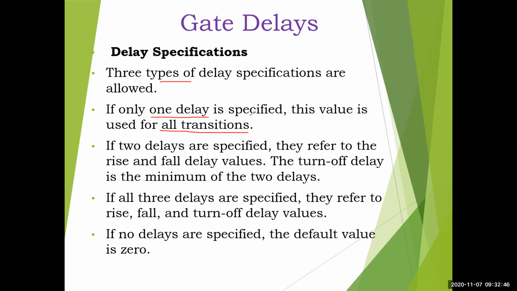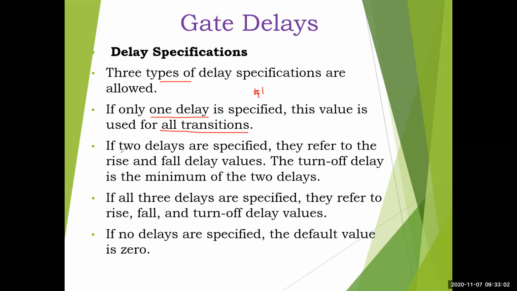That means if you have considered in a gate a delay of 1 unit, this 1 unit will be considered for all the three, that is rise delay, fall delay, and turn off delay. We'll show this within a syntax and examples in the next slide. First we'll try to explain this.